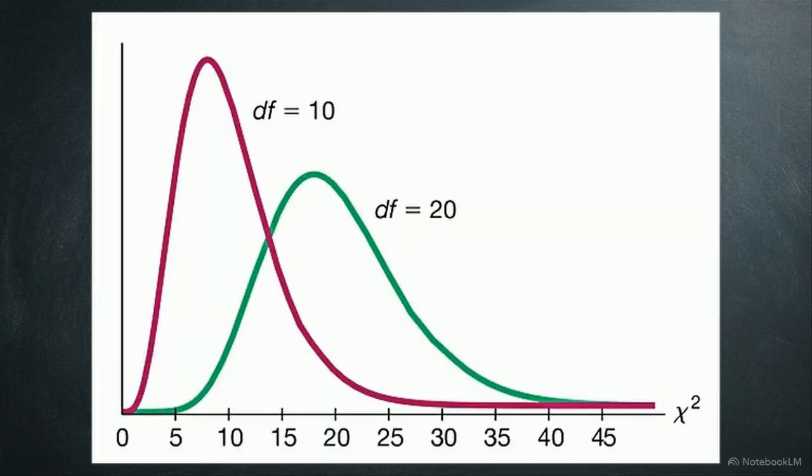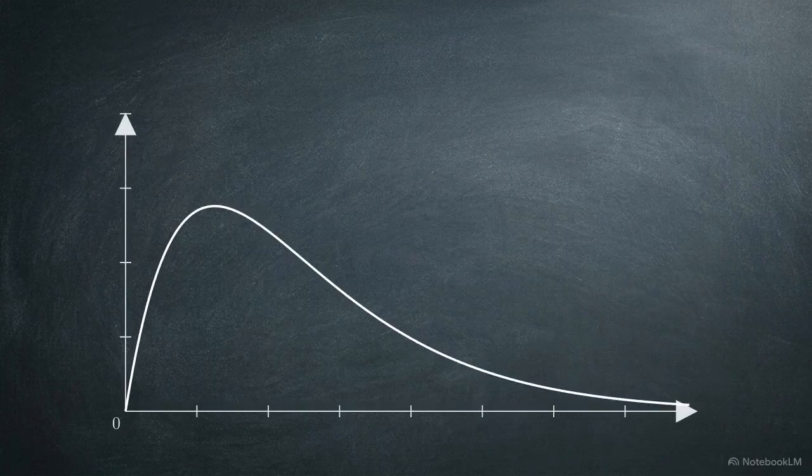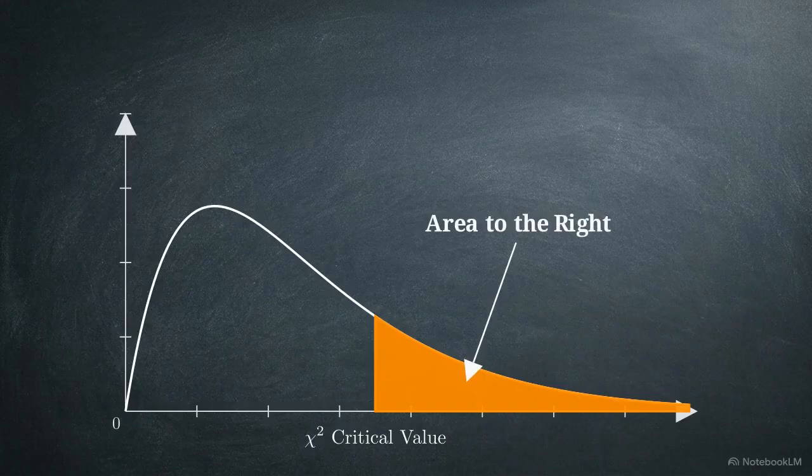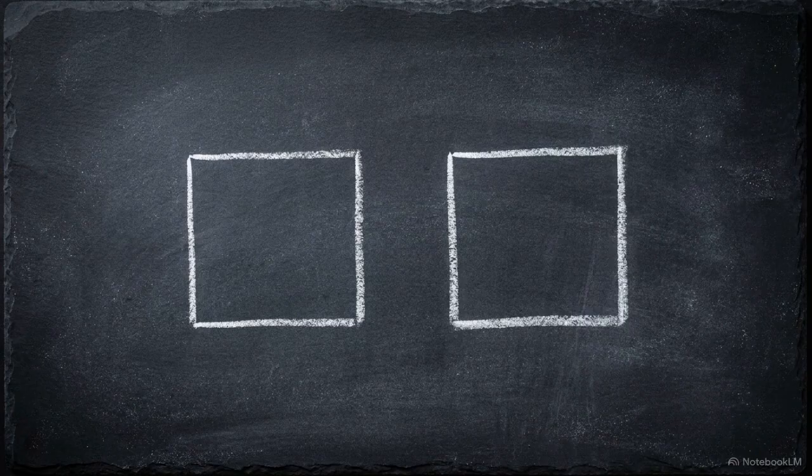This graph illustrates how that shape changes based on the degrees of freedom, which is your sample size minus 1. Notice the taller peak for 10 degrees of freedom compared to the flatter, wider curve for 20. When reading standard reference tables for this distribution, each critical value corresponds to the cumulative area to the right of that value. To use this distribution for hypothesis testing, your data must pass two prerequisites.